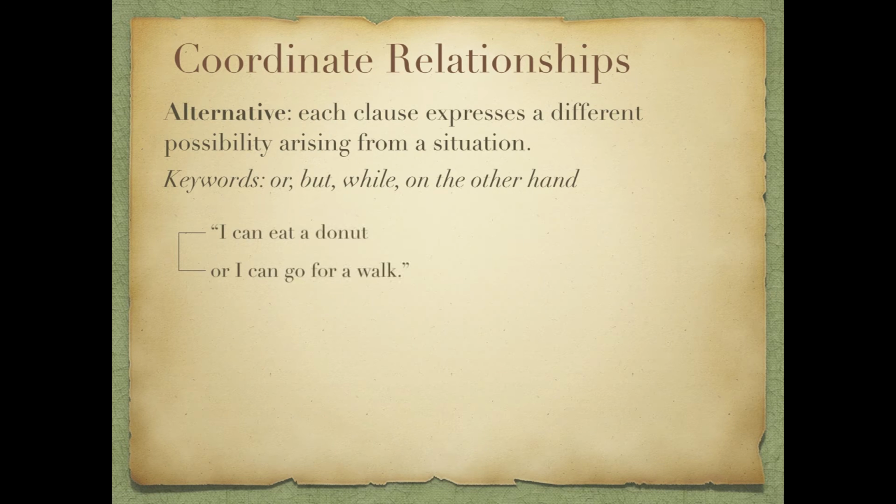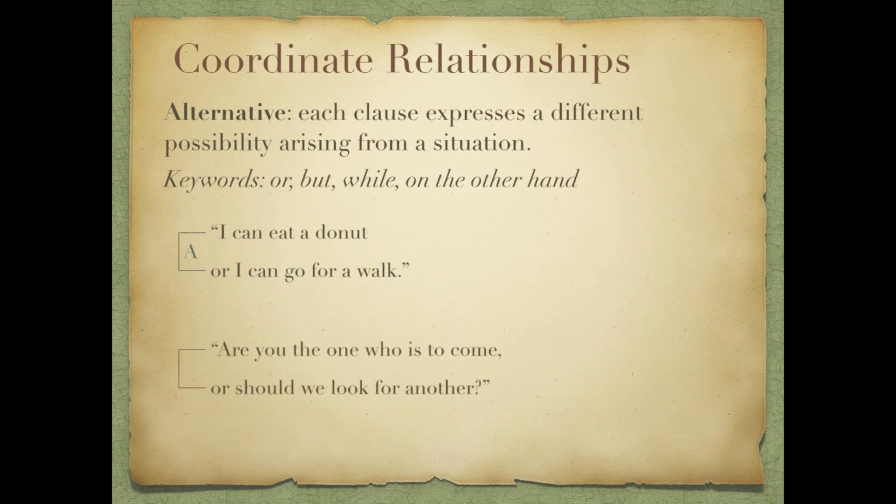Let's look at an example. I can eat a donut, or I can go for a walk. We have a situation, and I have two options: eating a donut or going for a walk. This is an alternative, so we're going to mark this with an A.